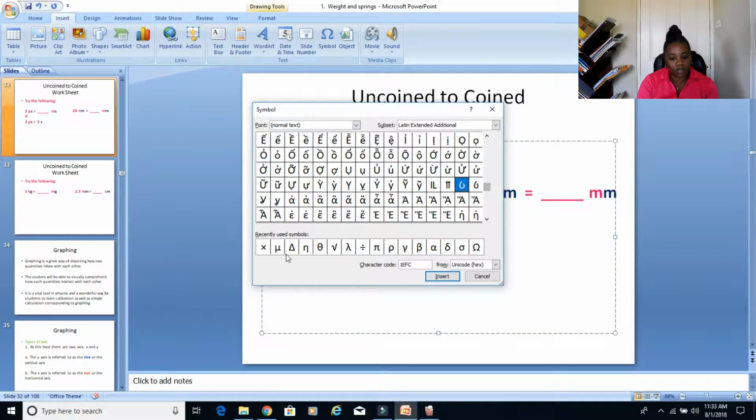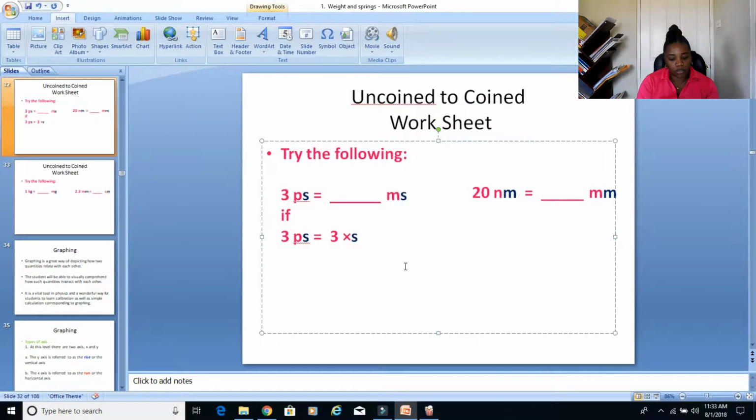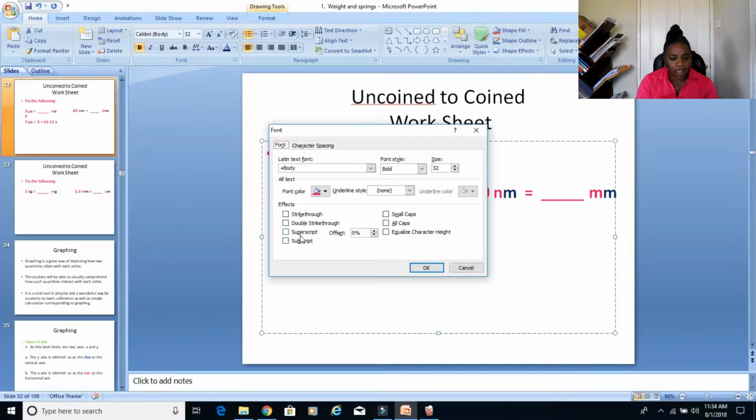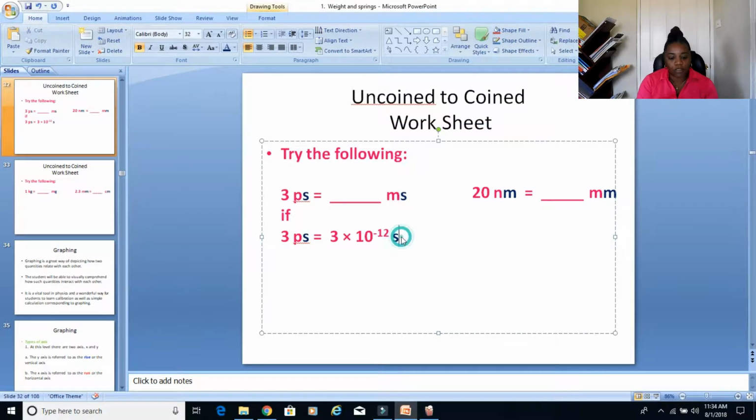What? Here. Insert. Close. And then we put 10 to the negative 12. So we got rid of the pico, and we can just move it on up. Moving on up to the east side, the deluxe apartment in the sky. Yeah, I just passed out a minute. So now we have that.